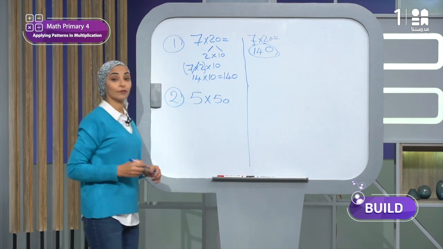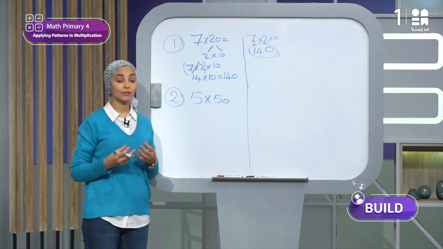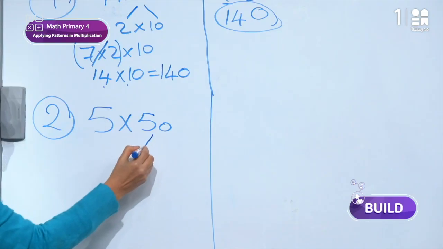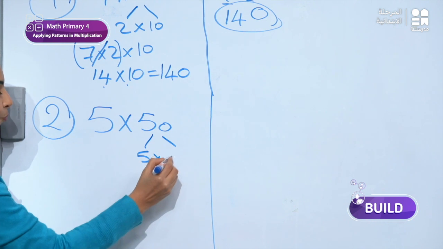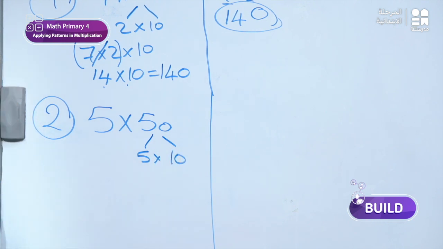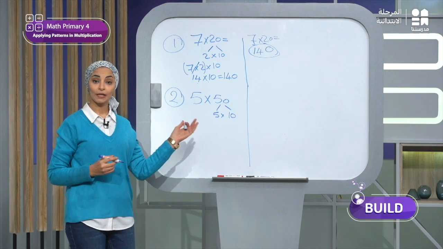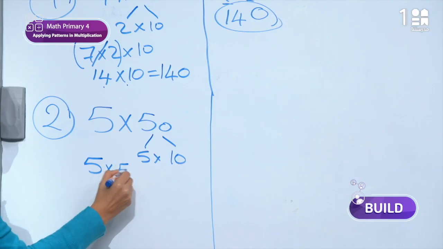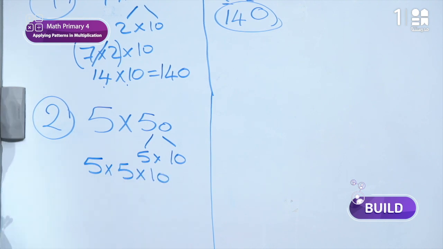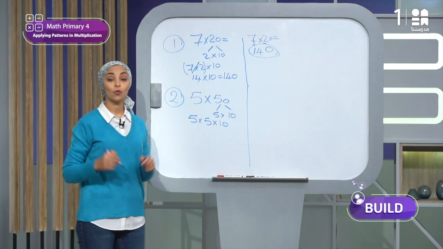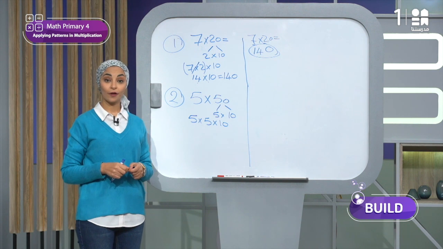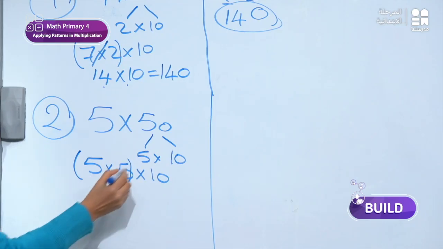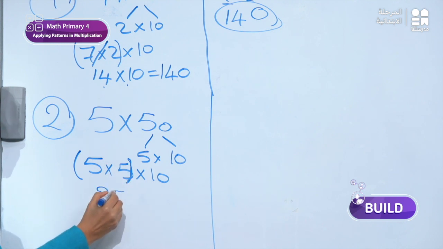Okay, I can solve it the same way. I will decompose 50 into 5 times 10, right? I can decompose it into 5 times 10. Then what will I do? Let's write it all together. So 5 times 5 times 10, right? Then I will draw brackets around 5 and 5 and then multiply them. So 5 times 5 gives me what? 5 times 5 equals 25.